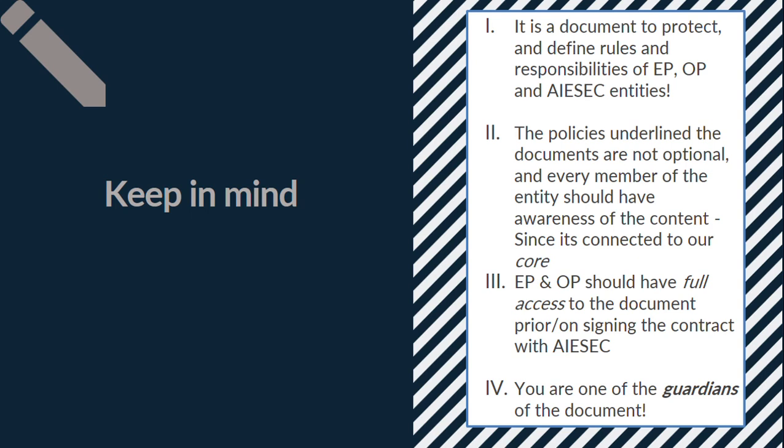The third point is that our EPs and our OP takers should have full access to the document on signing the contract with ISAC and on being approved. You need to make sure that your EPs and your OP takers are fully aware of the XPP before signing the contract with them. And finally, one more thing to keep in mind is that you are one of the guardians of the document. If you are here listening to the video, you are getting the information about the XPP and you are part of the ISAC stakeholders. So it's your responsibility to be the guardian of this document and to ensure that everything is in place, and that whatever we are promising to our stakeholders and our customers, we are actually implementing, and that we are connected to our core and doing it by following the XPP.